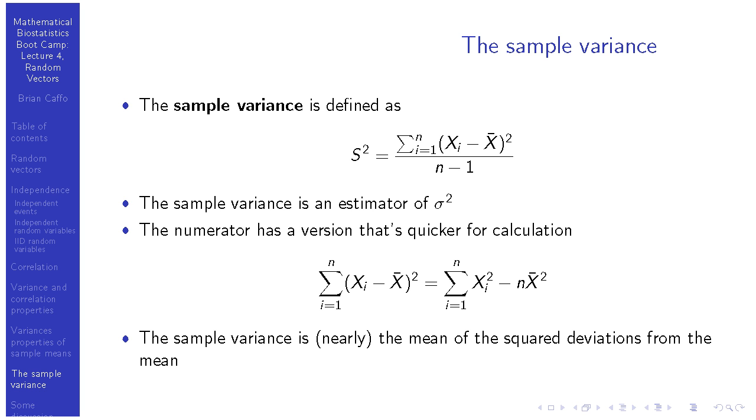And just like the population variance has a shortcut formula, the sample variance has a shortcut formula. Summation of xi minus x bar squared, the top of the variance calculation, is summation xi squared minus n x bar squared. So if someone gives you the sum of the squared observations and the sample mean, then you can calculate the sample variance really quickly.